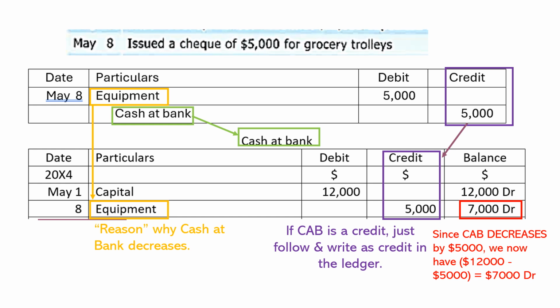So earlier on, we had a balance of 12,000 because we put 12,000 into the bank account due to the fact that we had capital being brought in. So that was a debit balance, so we had a DR here. Now, if you look at your equipment, you are using cash at bank to pay for your equipment, and that's money going out. So that's where you have 12,000 minus 5,000, and the business only has 7,000 left in the bank, and it's still a positive balance, so it's a debit balance.